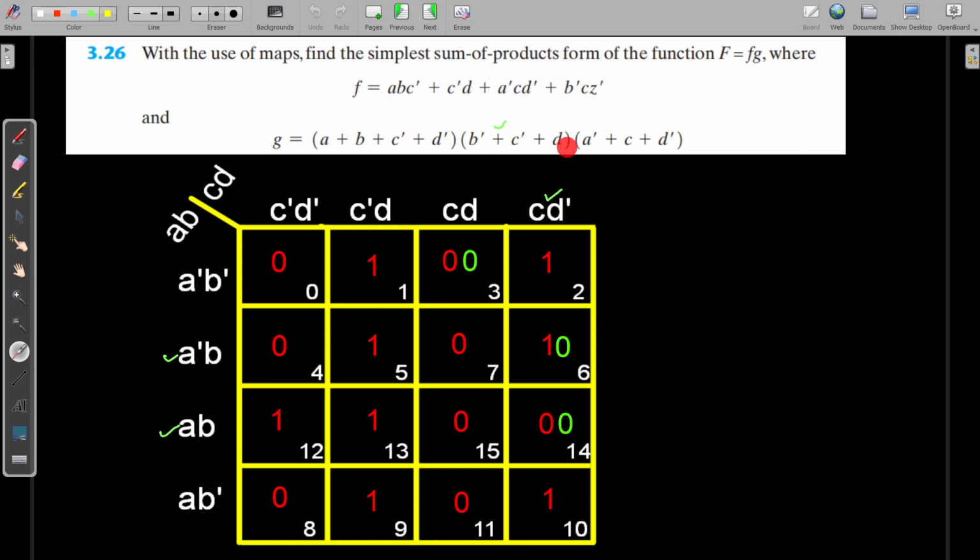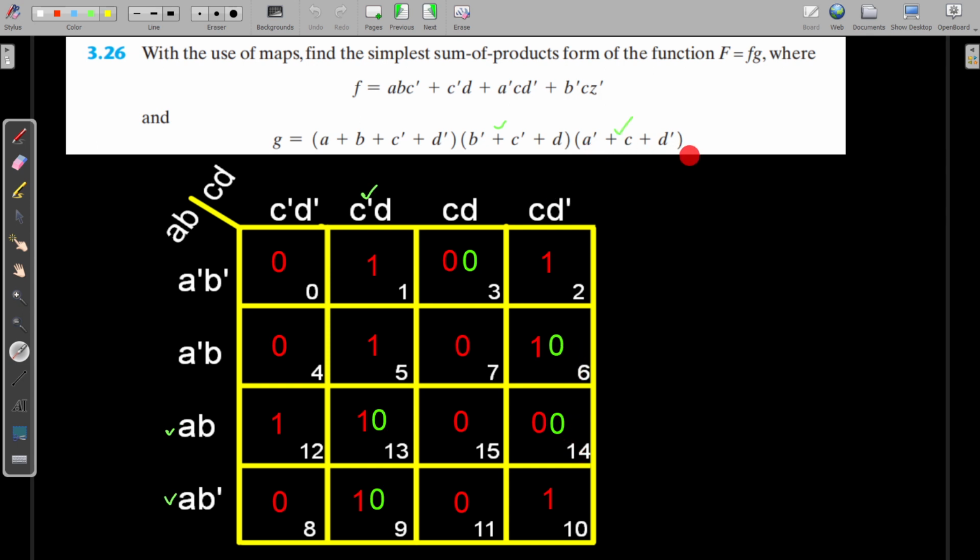Now we move on to the second term. It is b' plus c' plus d. So we look for b. These two rows consist of b, and then c' d means c d'. So we look for this column. The 6th and 14th cells correspond to this second term, so we have to place zeros in these two cells.